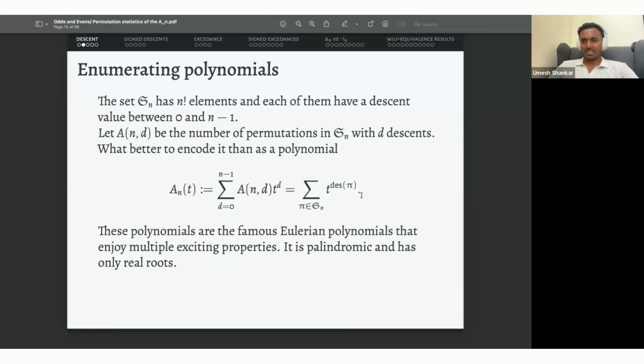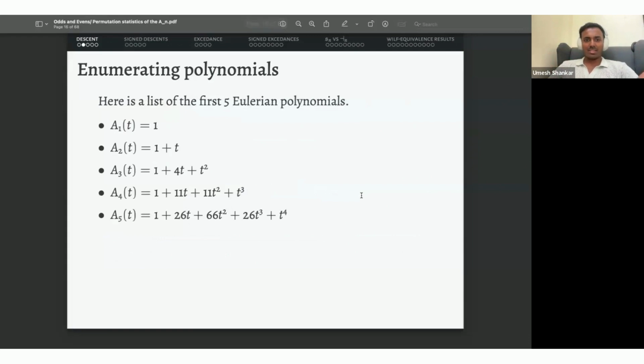It has a lot of interesting properties. We know the generating function, we know recurrences, and this polynomial is palindromic in the sense that when you read the coefficients from the left or the right, they read the same way. And it has only real and simple roots. This is the list of the first 5 Eulerian polynomials. I've taken this off of OEIS. Thank you, Neil sir. 1, 1 plus t, 1 plus 4t plus t squared.